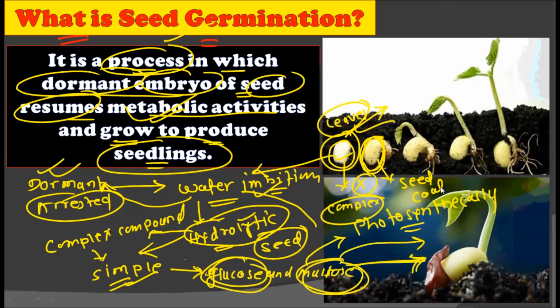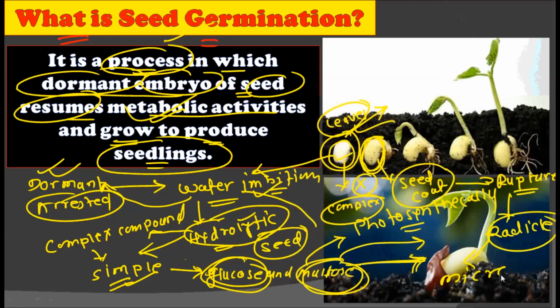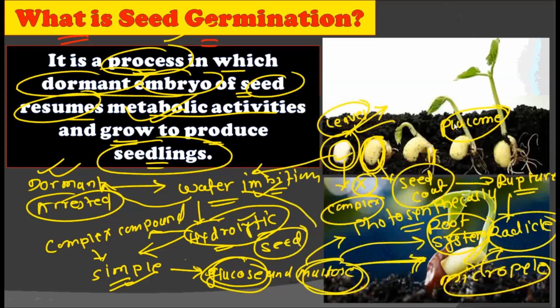Due to this huge pressure, the seed coat ruptures. When the seed coat ruptures, the radicle comes out of the micropyle and develops into the root system. That is, the radicle finally converts into the root system, and the plumule, which comes out above the soil surface, is converted into the stem, that is the shoot. So the plumule converts into the shoot while the radicle converts into the root system.